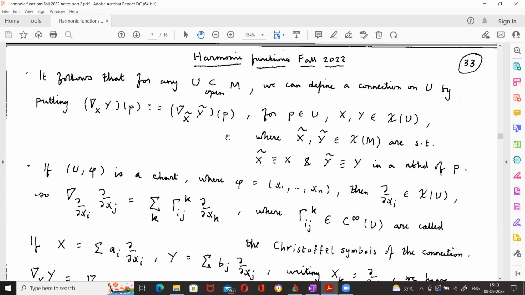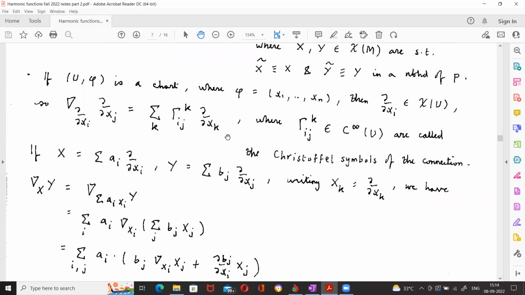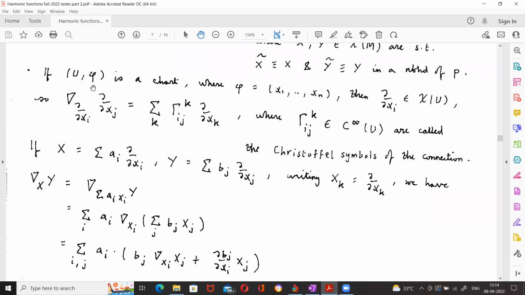Now, why do we want to localize the connection? Because we want to describe it using charts. So now we can localize our connection to a chart, and we take a chart (U, phi), where phi is given by functions x1 to xn. So del/del xi are vector fields on U, and I can look at, therefore, my connection applied to del/del xi and del/del xj. Because I've localized it, it makes sense applied to these local vector fields.